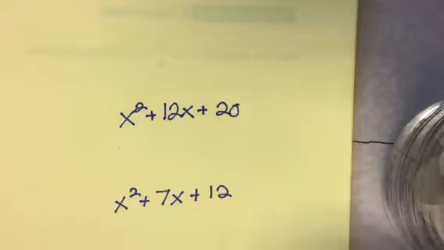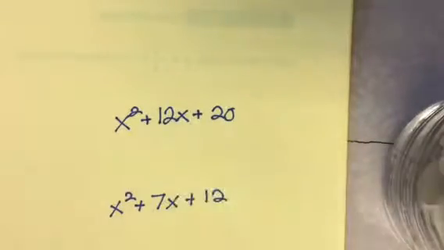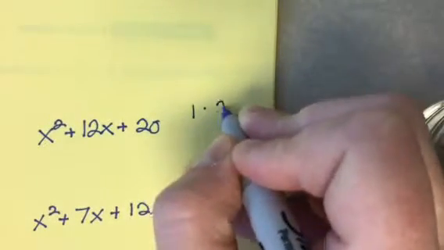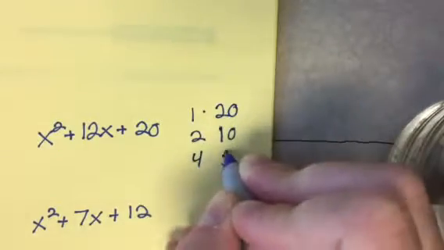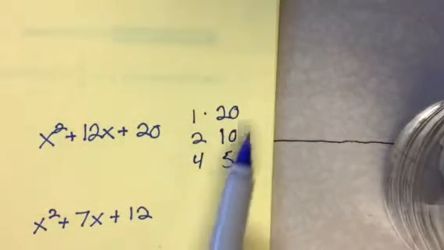Let's do a few more examples. Multiplies to get 20, but adds to get 12. Well, what multiplies to get 20 is 1 and 20, 2 and 10, 4 and 5. So then I look, which of those adds to get 12?